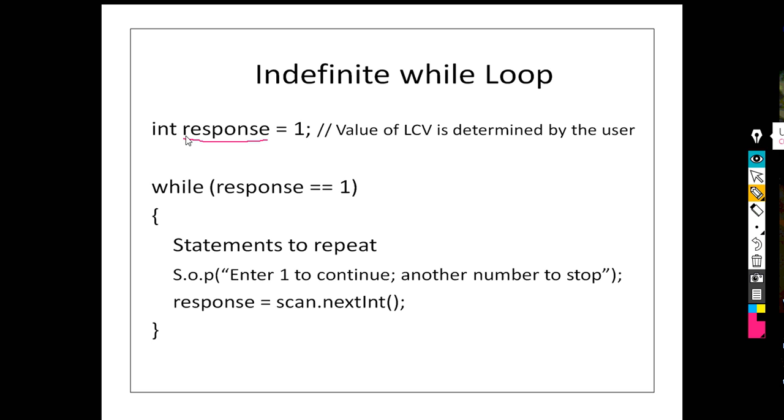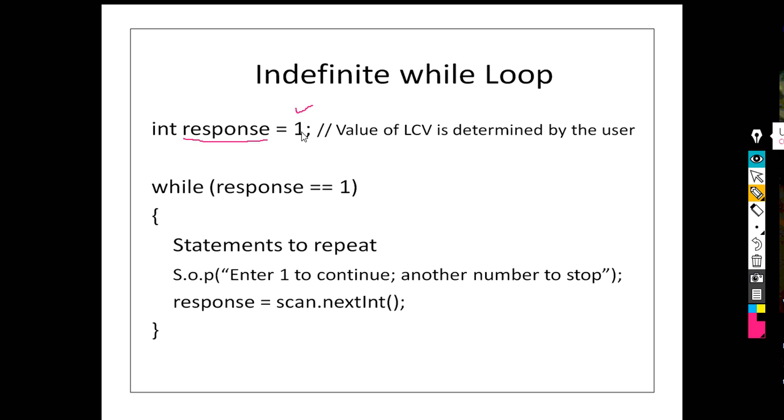This is just an example of how you can do it. To keep it simple, I'm just going to say int response is assigned 1. This is the value that we want the user to type when he wants to continue. I suppose you could even make it the value that you want the user to type if he wants to stop. It can go either direction.